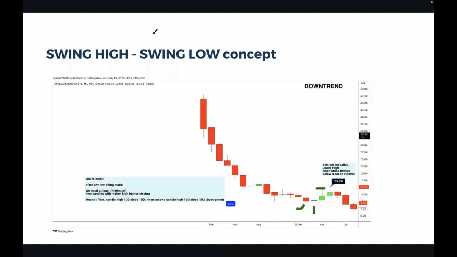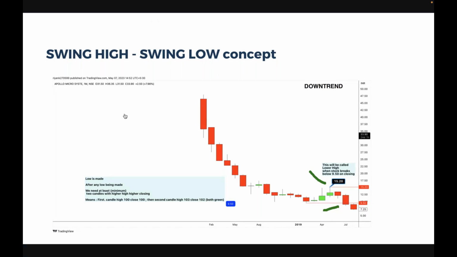Now in the process of that low being broken, I got another green candle, and that was with a high of 15.20 and a closing of 12 rupee 50 paise, somewhere around that. Okay, and then what happened? The price proceeded further, and we got a breakdown below this level. अब ये वाले लेवल के नीचे मेरे को ब्रेकडाउन मिलते ही I am now 100% confirm that 15 rupee 20 paise, this level is considered to be a swing high. Okay, this is the first important concept of swing high, identifying the swing high.